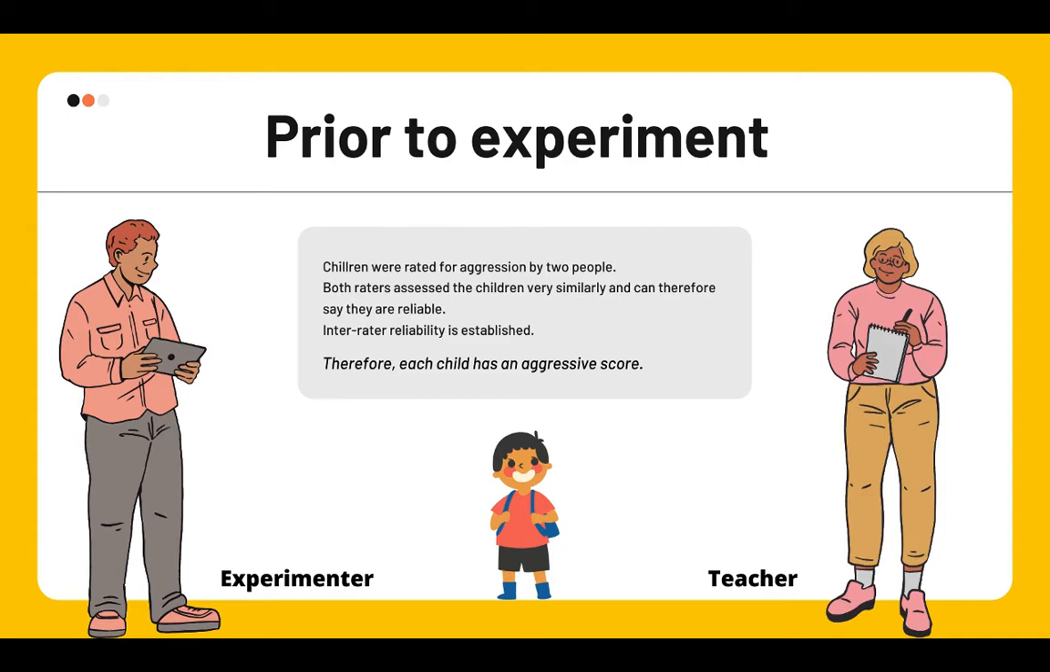So just now I said the design was a matched pair. What does that mean? Before the experiment, children, for example this boy, were rated for aggression by two people. One is their teacher, and two is the experimenter. Both raters assessed the children separately, but what they found was that the ratings they both gave were similar, and therefore we can say that it is reliable. The reliability is established. So therefore, each child has an aggression score.